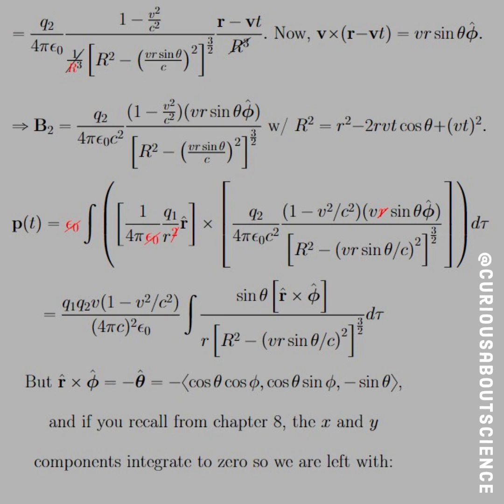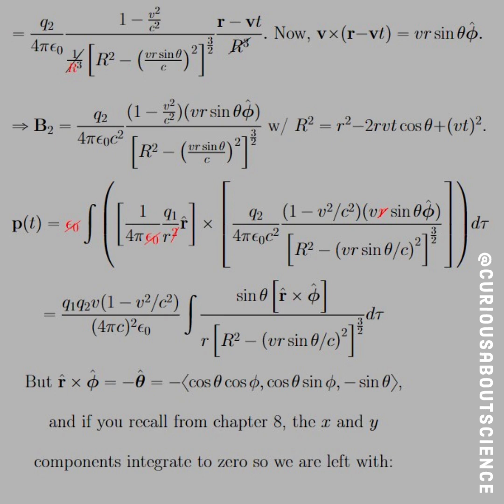What we're left with is R cross phi hat times sine theta, over little r bracket big R squared minus VR sine theta divided by C squared to the 3/2 power, d tau. Okay, whatever. But what we know about this simplification is that R cross phi hat gives us a negative theta hat. And so we see what that's written out in terms of its Cartesian unit vectors. Again, these unit vectors are nothing but a mess, so be careful once again.